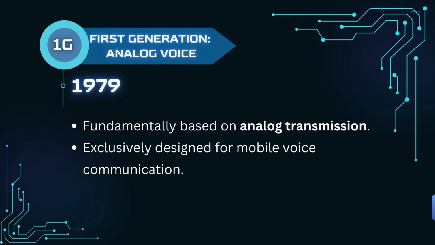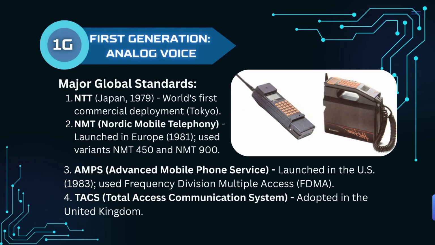The cellular era formally began with the first generation, or 1G system, which was fundamentally based on analog transmission technology. This initial generation was singularly designed with the core purpose of supporting only mobile voice communication. The first generation era of true cellular service began in Tokyo in 1979. This was followed by competing regional standards, Nordic Mobile Telephony or NMT. The image here shows the NMT 450 on the right and NMT 900 on the left. In 1983, the US launched the Advanced Mobile Phone Service and the UK adopted the Total Access Communication System.